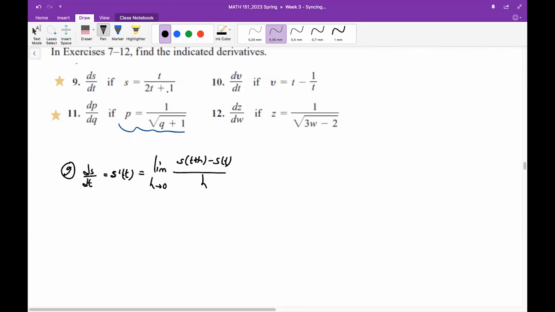If you insert this explicit expression for the images here, what is this, for example? Instead of t, we have t plus h: t plus h divided by 2 times t plus h, again plus 1. And what is this? It is the function itself, right? There is no h anymore. It is just s of t, t over 2t plus 1, for example. And then you will take this difference by writing over a common denominator. If you do all the computations, at the end you will find something depending on which variable?